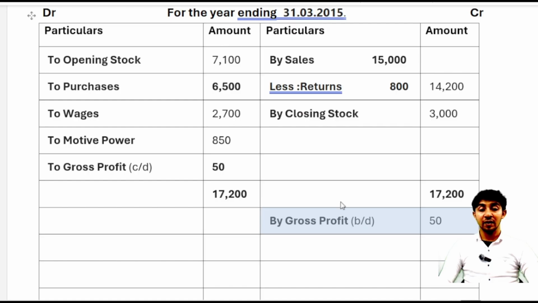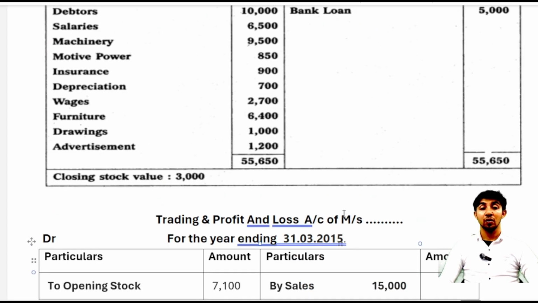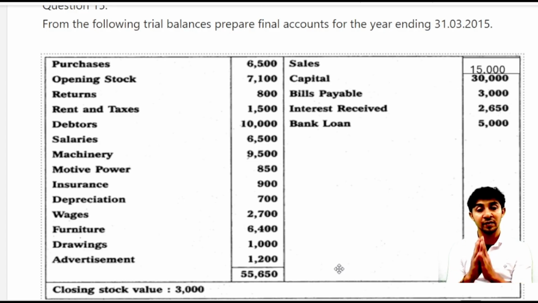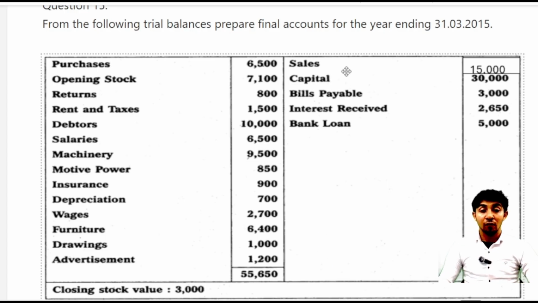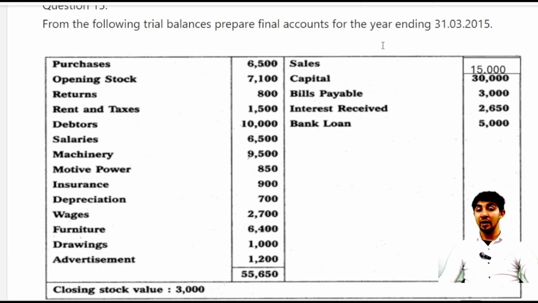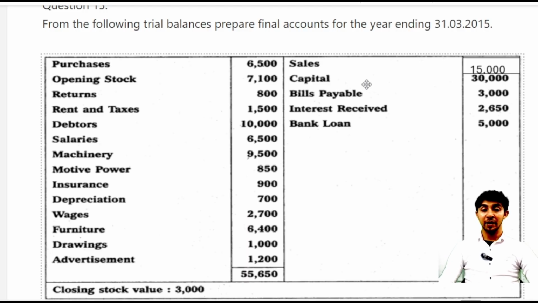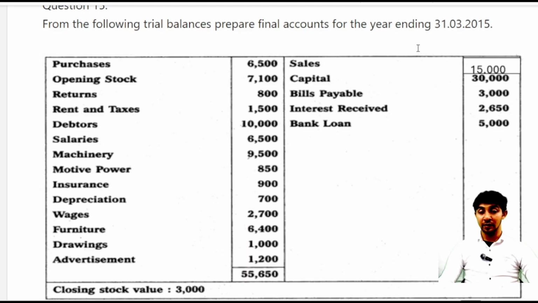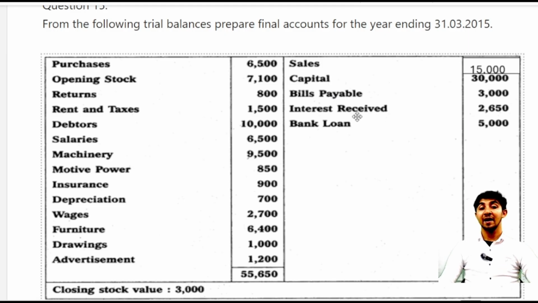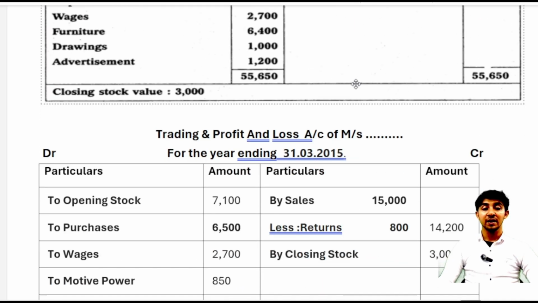So let us consider all the credit items of profit and loss account. To search for credit items, we search on the credit side. Let us see sales, capital, bills payable. Sales is your income related to goods, so it does not come here. Capital is our liability, that also does not come. Bills payable is our liability, that also does not come here. Interest received is our income and it is non-trading income. All the non-trading income must be considered on the credit side of profit and loss account. Bank loan is our liability. So there is only one non-trading income, that is interest received. The amount is 2,650.